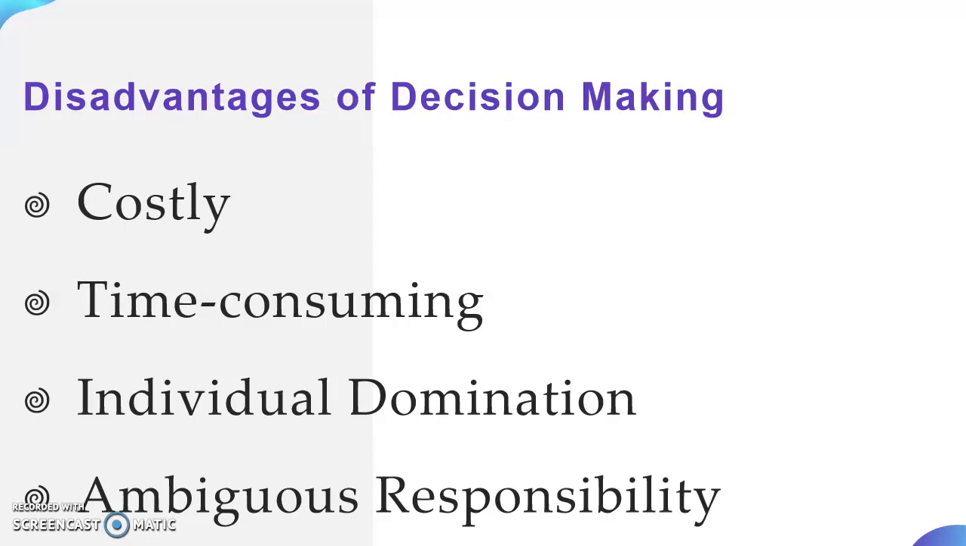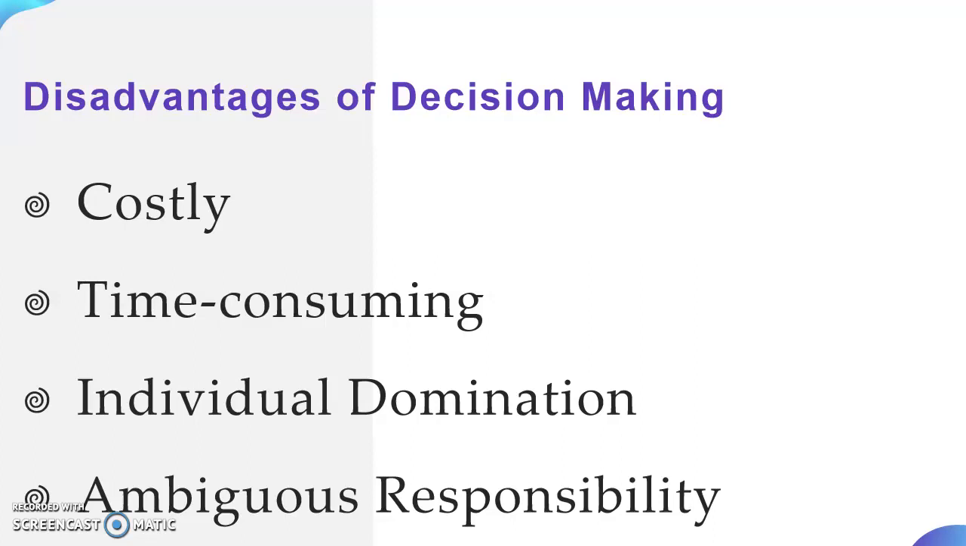Third one, individual domination. There is another disadvantage of the decision making process in an organization. There may be a possibility that all members are not treated equally in a group created for decision making. A few people may try to control the whole affair and may dominate the whole discussion in meetings. People differ in their knowledge and experience in dealing with situations. This enables some people to dominate the whole group and demolish other people.